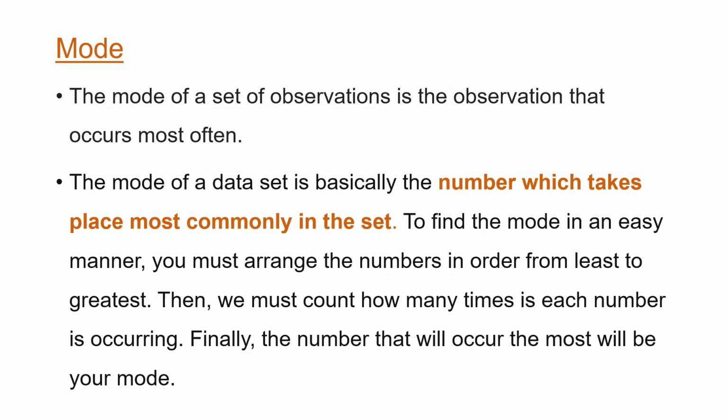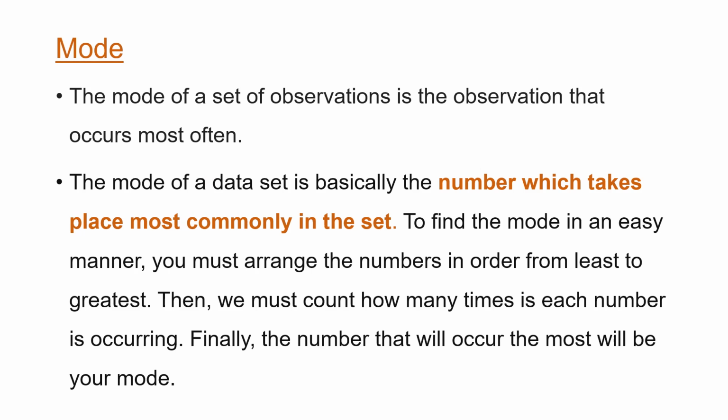Mode. The mode of a set of observations is the observation that occurs most often. The mode of a data set is basically the number which takes place most commonly in the set. To find the mode in an easy manner, we must arrange the numbers in ascending or descending order, whichever is convenient for us. Then we must count how many times each number occurs, and finally the number that occurs most will be the mode of the observation.